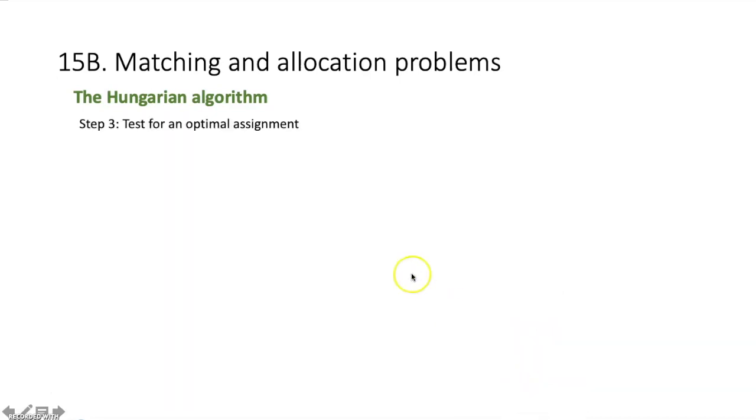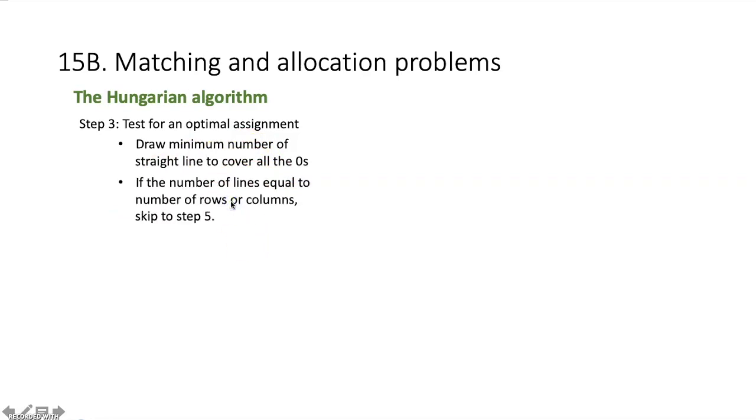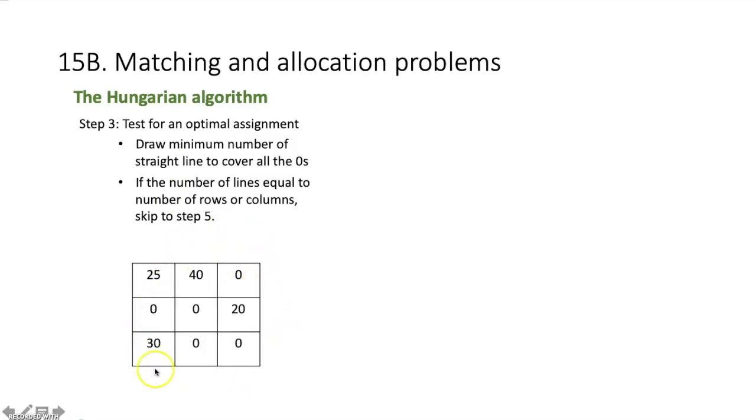Step 3, you need to test for an optimal assignment. What you need to do is draw the minimum number of straight lines to cover all the zeros. The lines we draw here have to be either horizontal or vertical. Then you check: if the number of lines equals the number of rows or columns, we skip step 4 and go to step 5. Write down the new matrix.